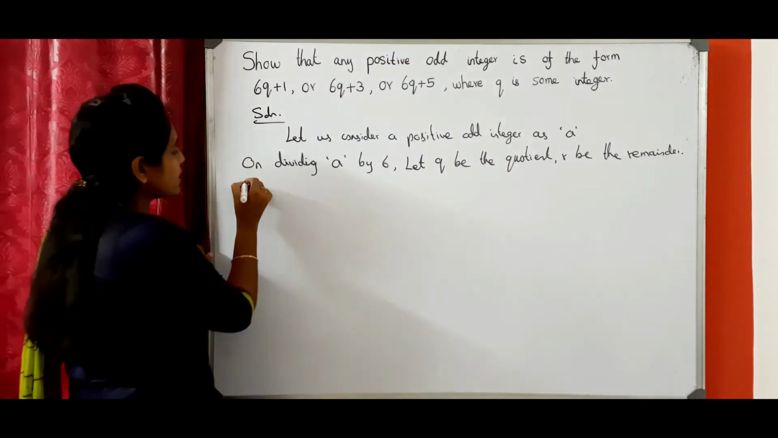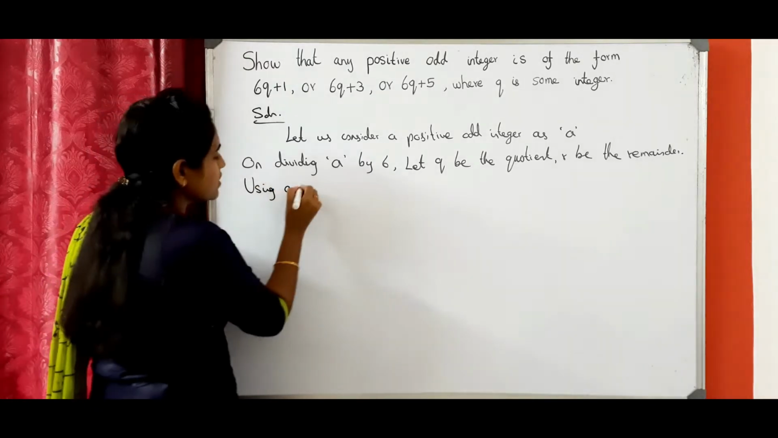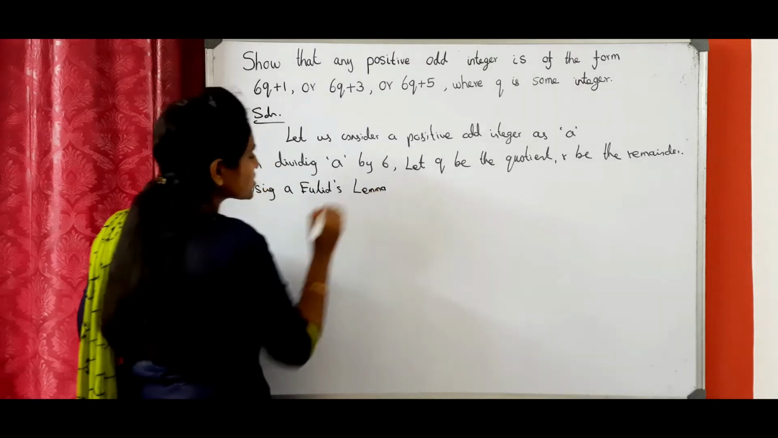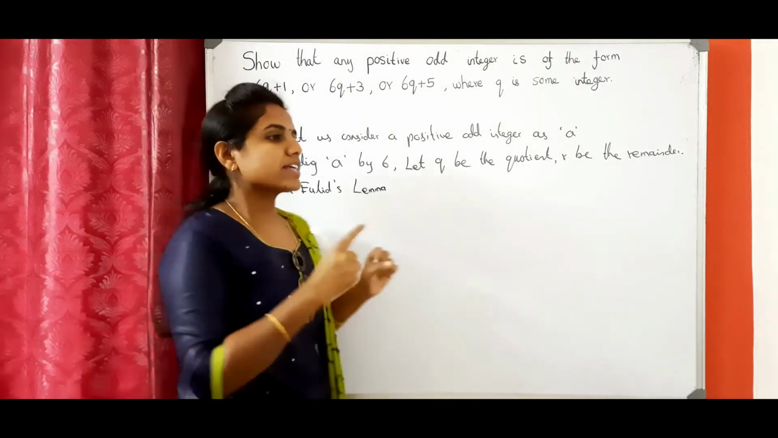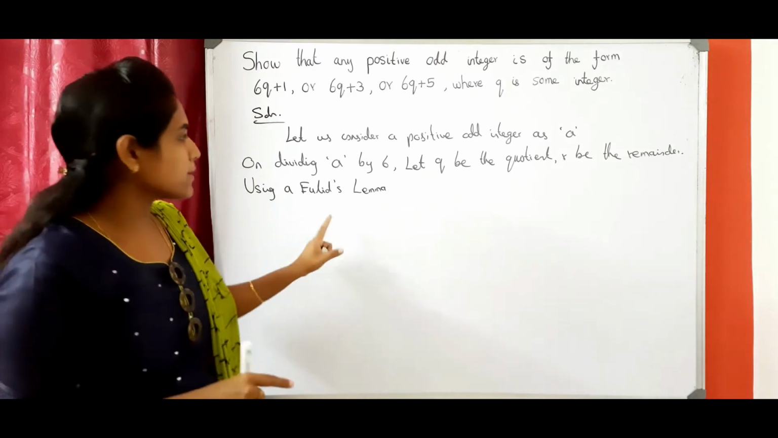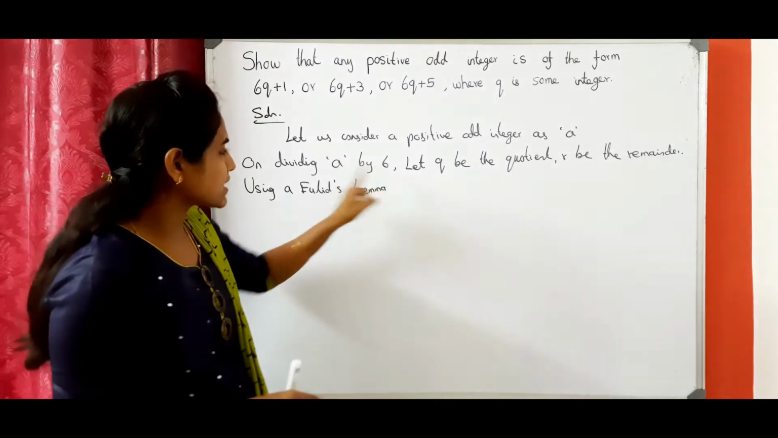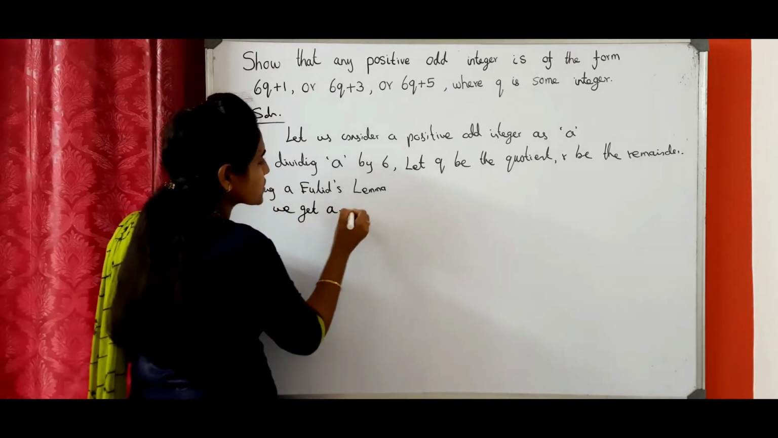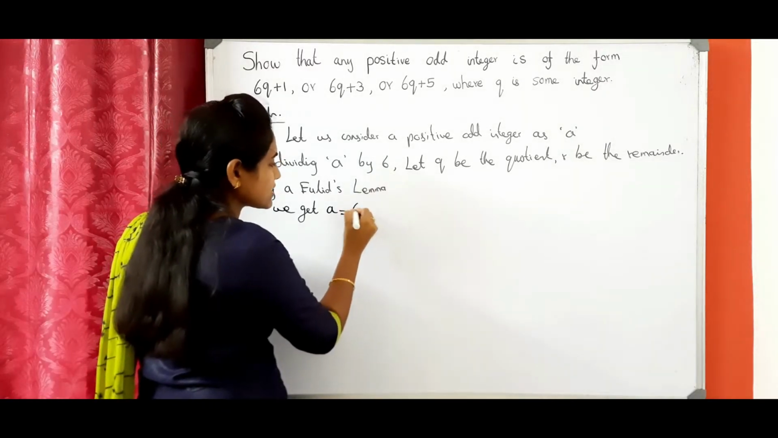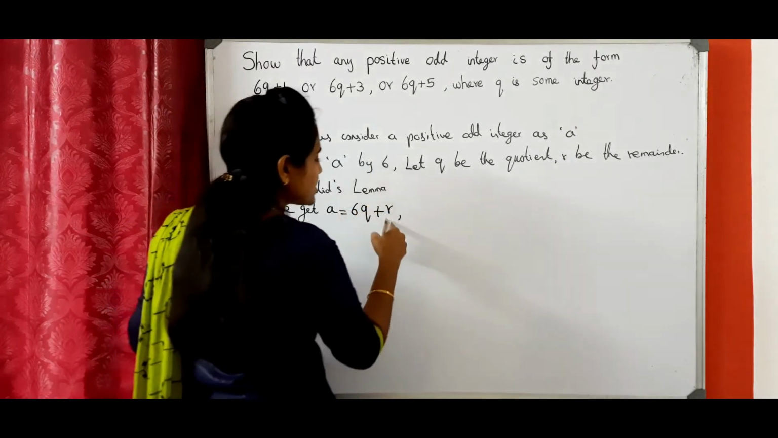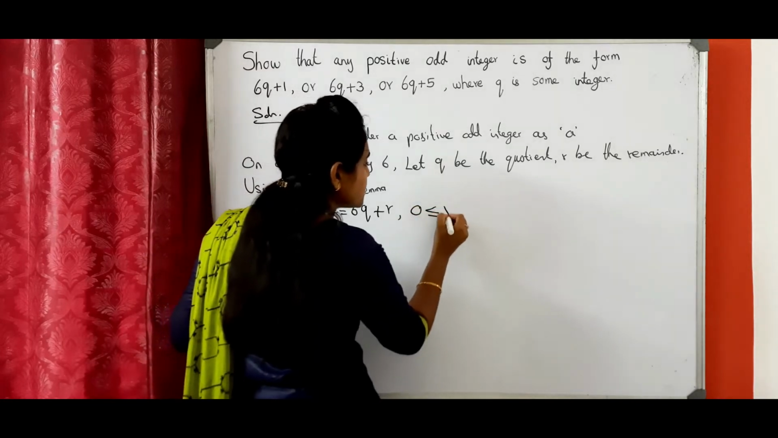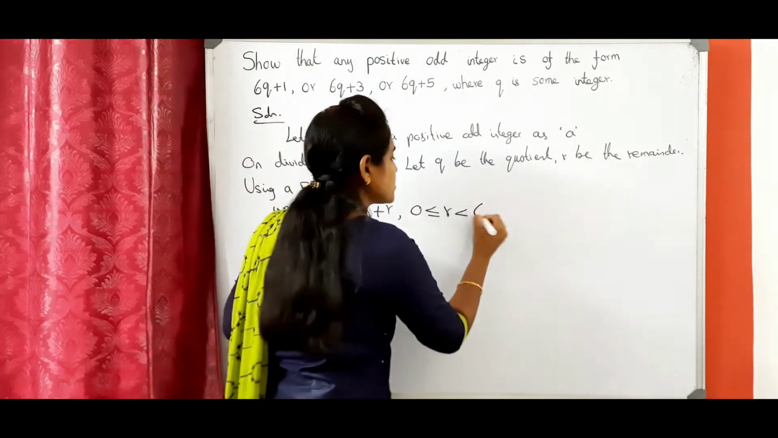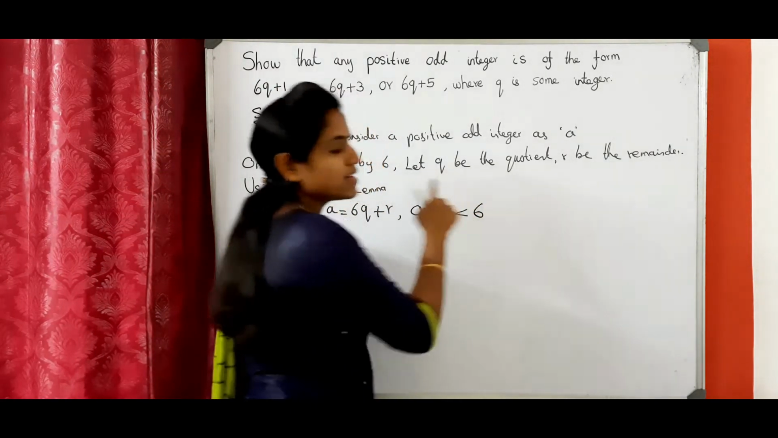So using Euclid's lemma, what is Euclid's lemma? a equal to bq plus r. Here b value is 6, why? a is divided by 6. So by Euclid's lemma we get a equal to, instead of b we need to write 6, 6q plus r. And what is the condition? 0 less than or equal to r less than b. Here b value is 6. So 0 less than or equal to r less than 6.